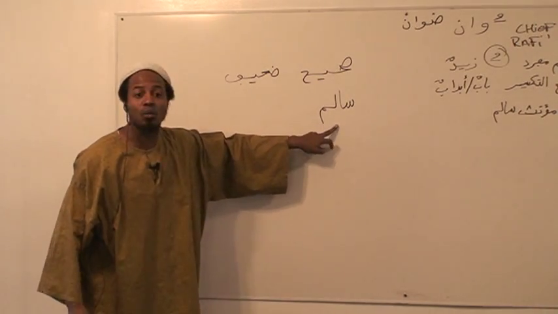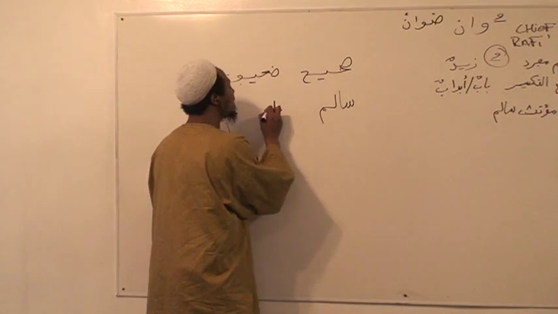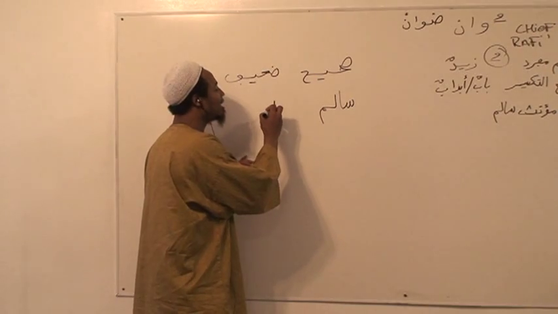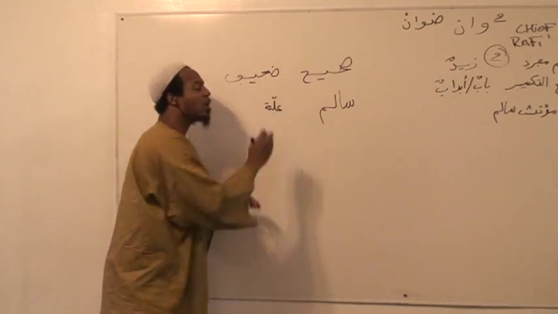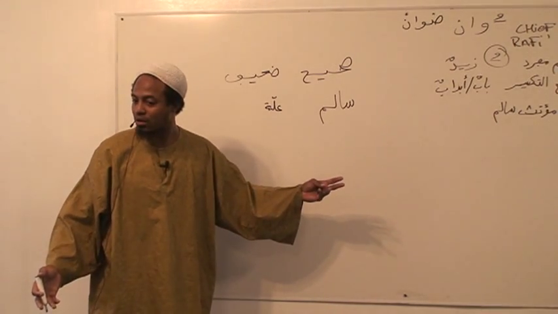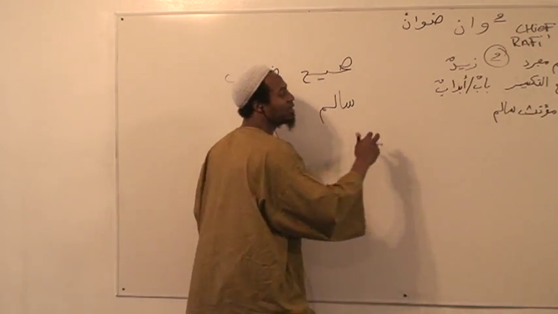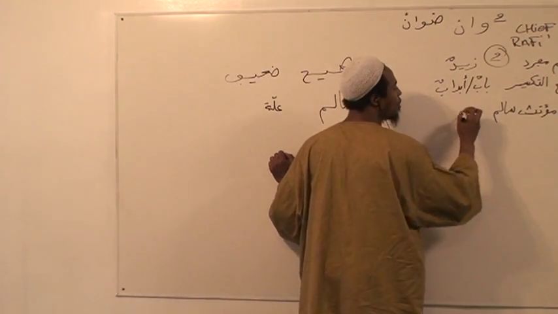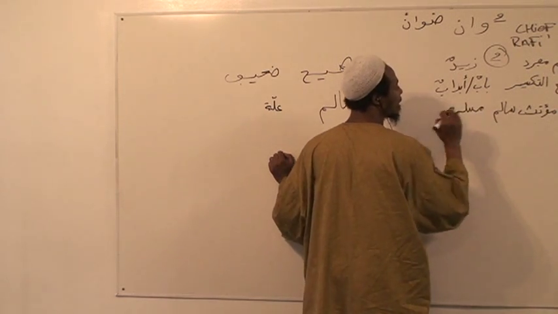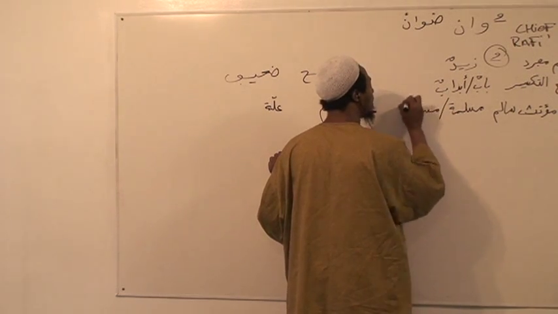And one that is not salim has an illah. When it says illah here, this illah is one of the huruf al-illah: alif, waw, ya. You understand what we're talking about? So now, this is salim, jam'u mu'annath salim. This is a word like, for example, muslima. Everybody got that? Then the plural would be muslimat.